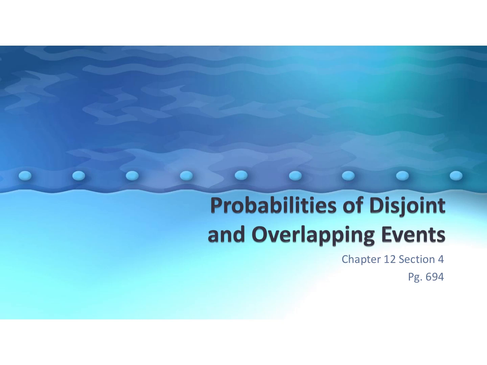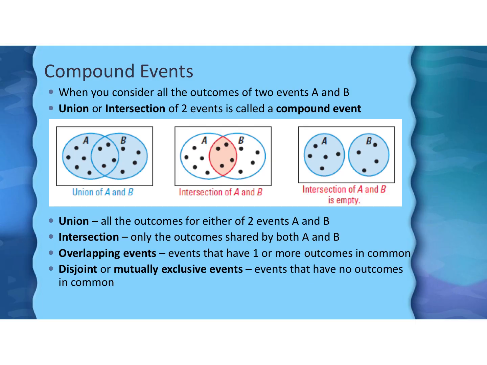So today we're going to cover section 4. Today we're going to talk about the probability of disjoint and overlapping events. So let's define what an overlapping or a disjoint event is. They're actually composed of compound events.